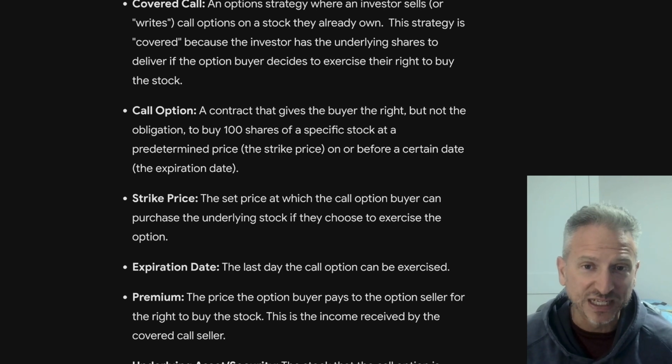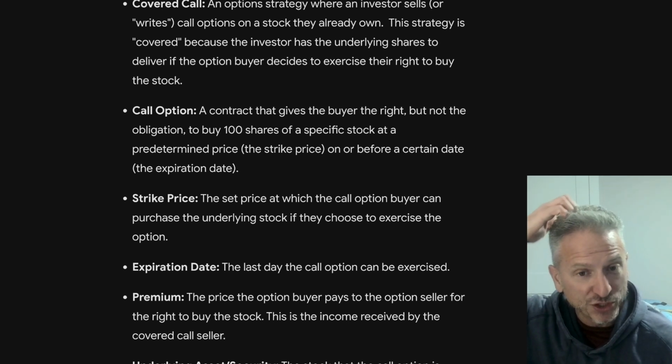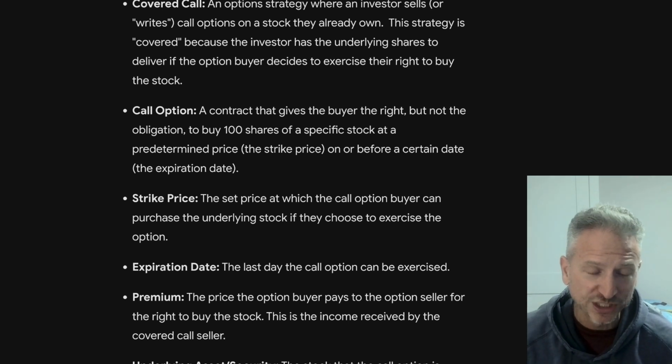So first of all, covered call. Here's the formal definition: an option strategy where an investor sells or writes call options on a stock they already own. In our case, this would be the car dealer owns the car. This strategy is covered because the investor has the underlying shares, 100 of them for each contract, to deliver if the option buyer decides to exercise their right to buy the stock. So remember, when you do a call option, which is our next definition, that's a contract that gives the buyer the right, but not the obligation, to buy 100 shares of a specific stock at a predetermined price, the strike price, on or before a certain date, the expiration date.